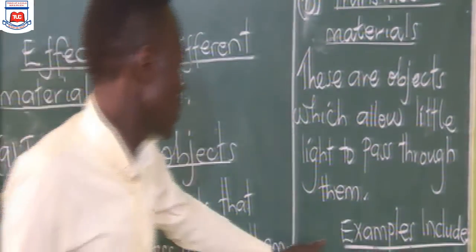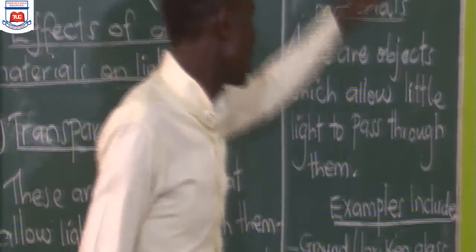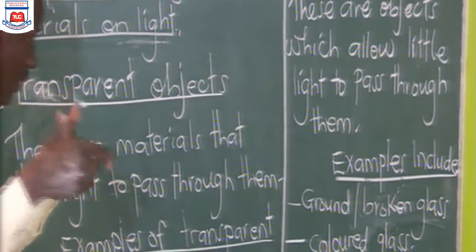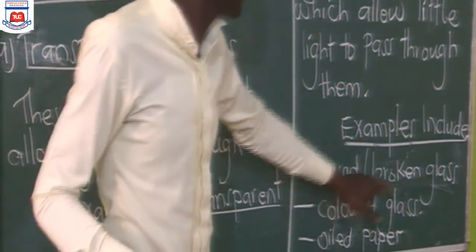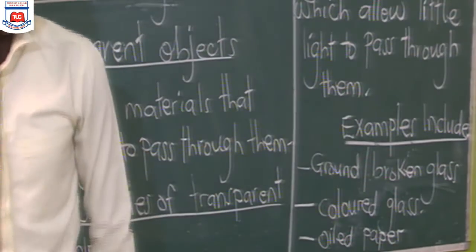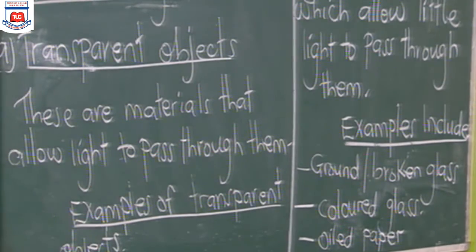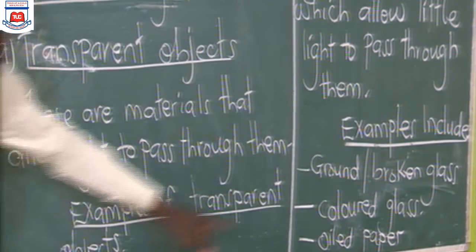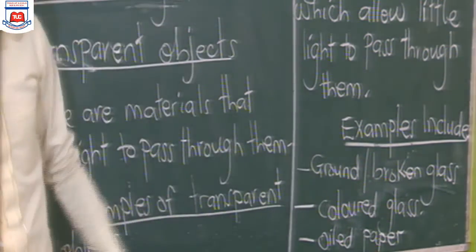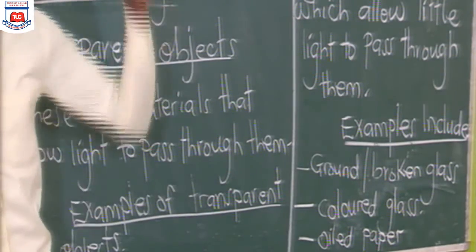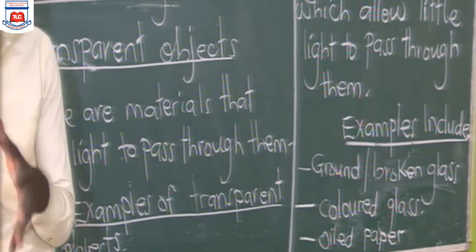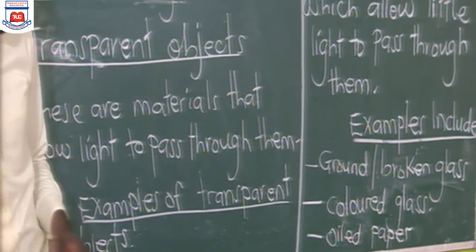Okay, let's look at the examples of these materials that allow only very, very little light to pass through them. The first one is ground or broken glass. If you happen to break a glass, or you get a piece of glass and drop it down, it of course happens to develop those cracks. Automatically that glass will not allow much light to pass through it. It will allow little because of those cracks on it.